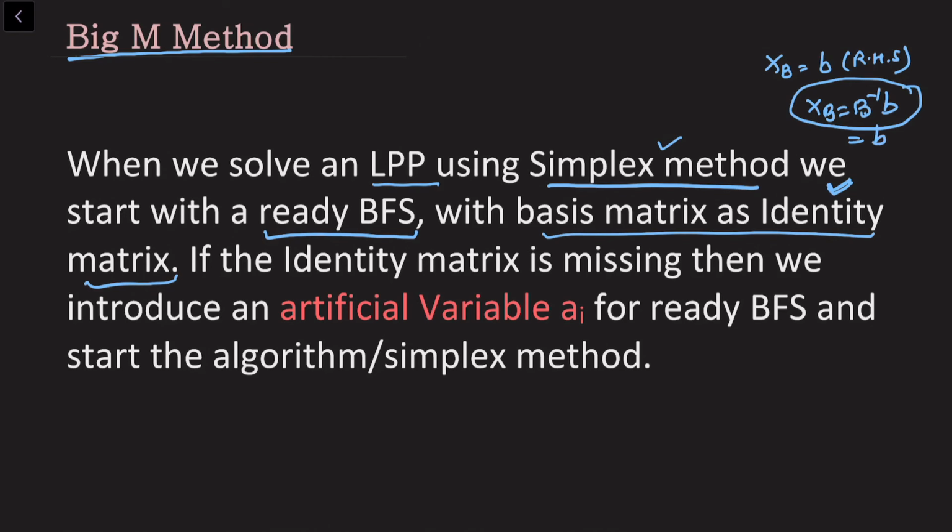In case this identity matrix is missing from the basis matrix, then we introduce the artificial variable, which I denote as Ai, to get the ready BFS. Then we start the algorithm as usual, as we apply for the simplex method. So Big M does not have a different algorithm; it applies in a similar manner, and it has the same optimality and feasibility criteria as we have applied in the simplex method.